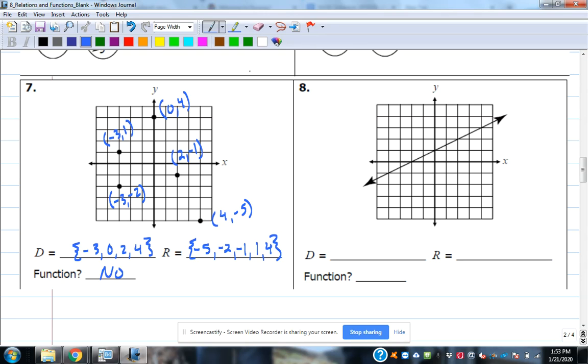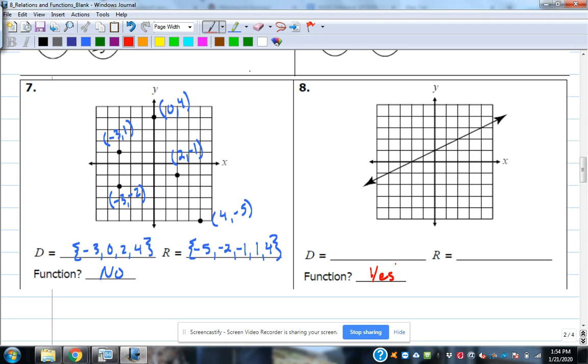All right, so let's look at example 8. This one's a little different because it's a graph of a line, similar to one that we drew earlier. And we know that that is or is not a function. It is a function. We know that that passes the vertical line test. So yes, it is a function.